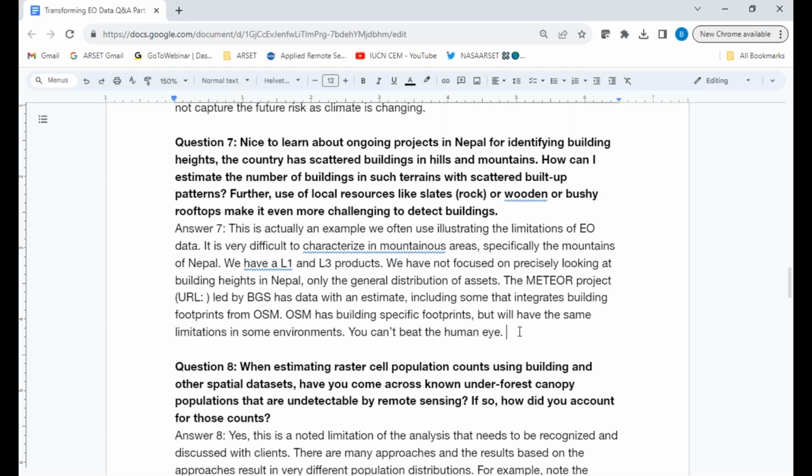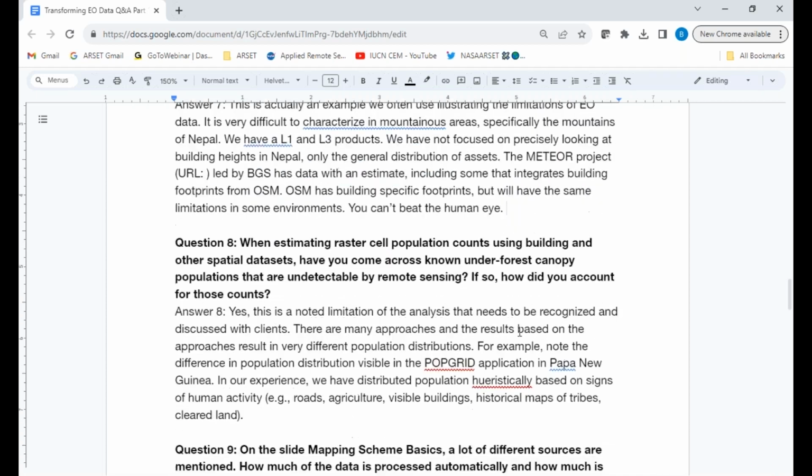Great, thank you. And it's nice to have a clarification that it can be a little bit difficult, but there are some ways being developed to work around those. Question 8. When estimating raster cell population counts using building and other spatial data sets, have you come across known under forest canopy populations that are undetectable by remote sensing? If so, how did you account for those counts?